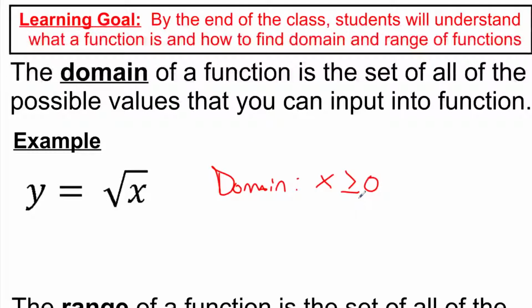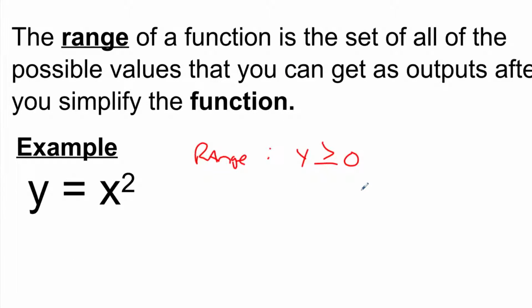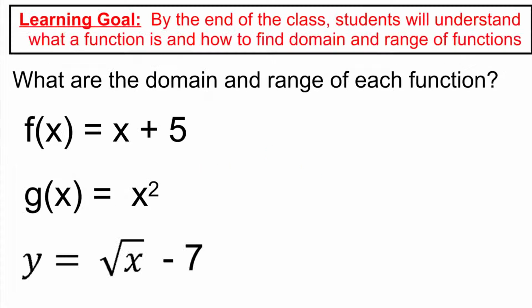Domain is the list of everything that I can input, and we just want to think about, is there anything that's going to get messed up when I plug it in? And range is the opposite. Is there anything that will never come out of this function just because of the way it operates? Okay. So let's take a look at a list, and we're just going to dip our toe into it a little bit. We're not going to get too crazy.